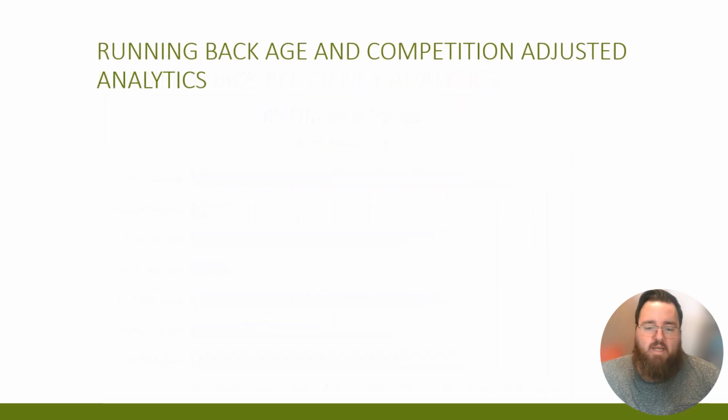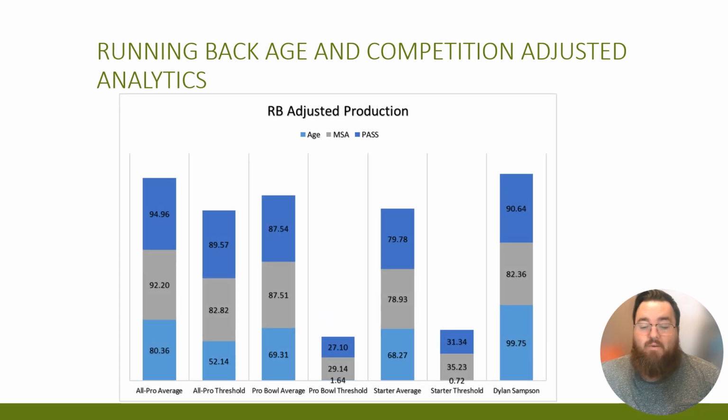Then we get to running back age and competition adjusted analytics. Based on his data, his age is 99 percentile. So he's a very, very young running back, probably the youngest, if not one of the younger running backs in this particular draft class. He has 82 percentile in terms of his MSA rating and 90 percentile in terms of his pass rating. So even though he's very young, his production was a little lackluster, which kind of puts his profile down a little bit. But age is definitely what you're looking for at the position, but he wasn't the most productive in every single area that you want him to be in, which is kind of the biggest concern with him.